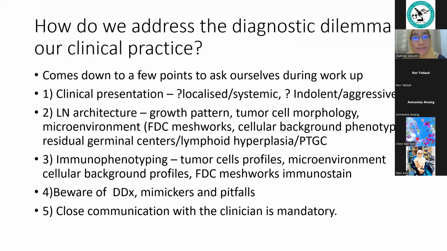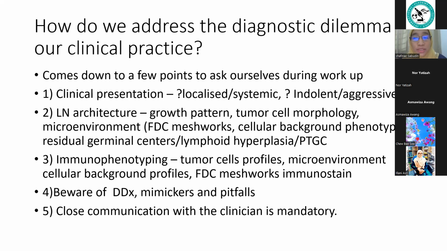Now that we have understood the pattern, the arrangement, the immunophenotyping of all the components in the tissue, and also the explanation at the genetic level, how do we address the diagnostic dilemma in our clinical routine practice? It comes down to a few points to ask ourselves, like a checklist during our workup. First is the clinical presentation. Is it a localized or a systemic lesion? Is it indolent or is it aggressive disease?